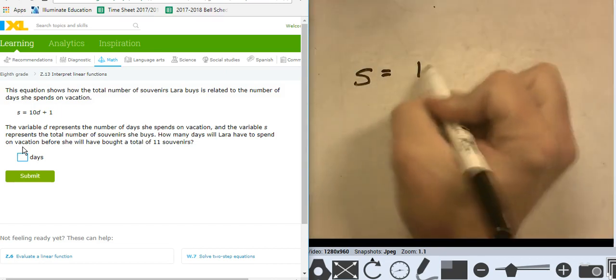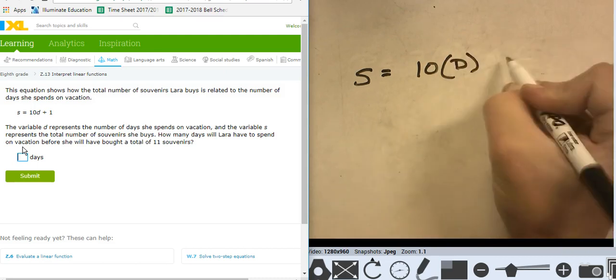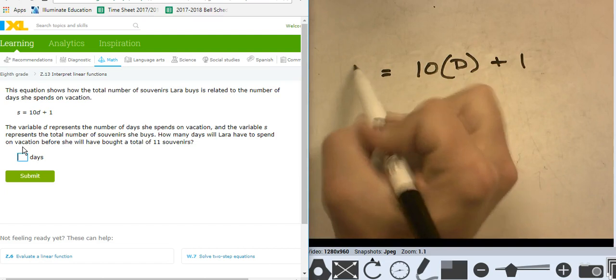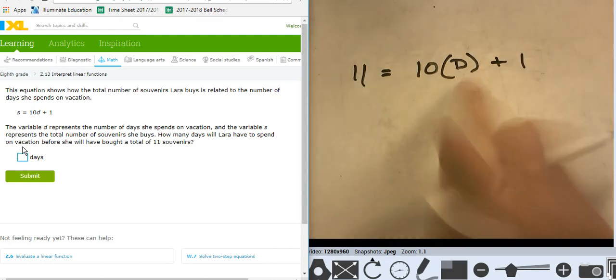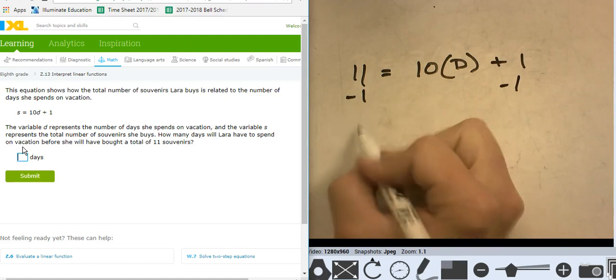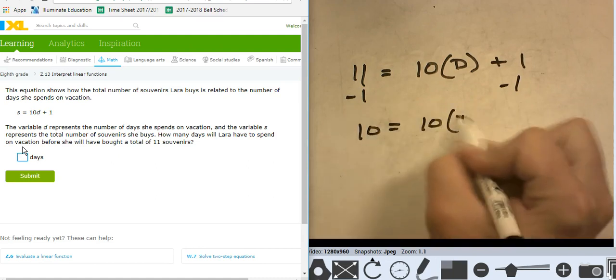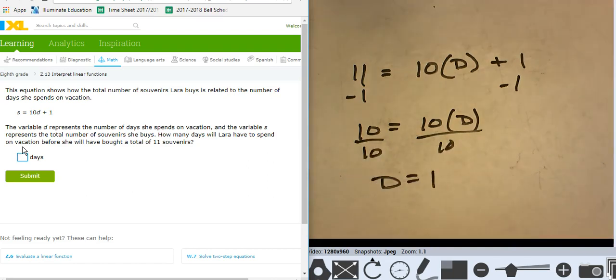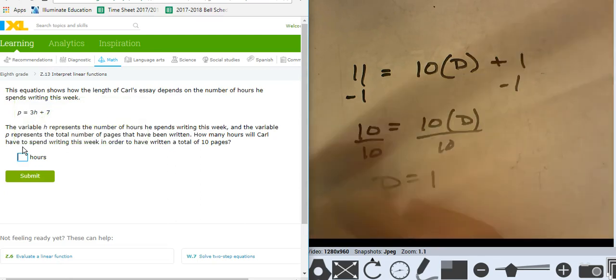S equals 10D plus 1. I like putting that D in parentheses. The variable D represents the number of days she spends on vacation, and the variable S represents the total number of souvenirs she buys. How many days will Laura have to spend on vacation before she will have bought a total of 11 souvenirs? Well, let's solve it. Subtracting 1, 10 equals 10D. Dividing by 10, D equals 1. In 1 day she will have enough souvenirs. Awesome.